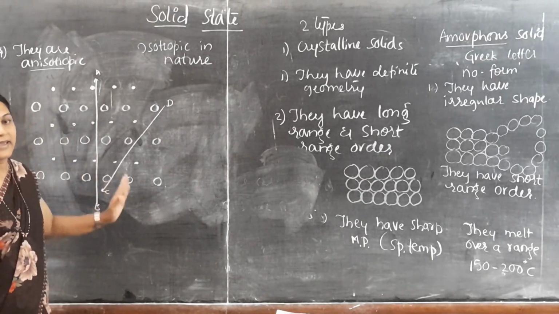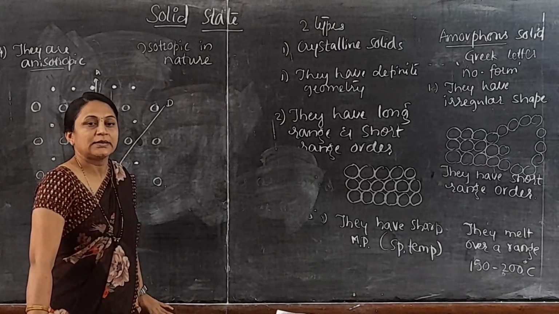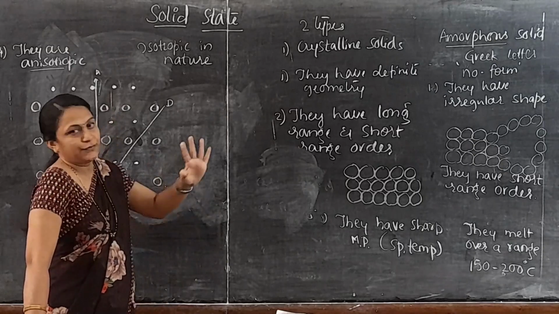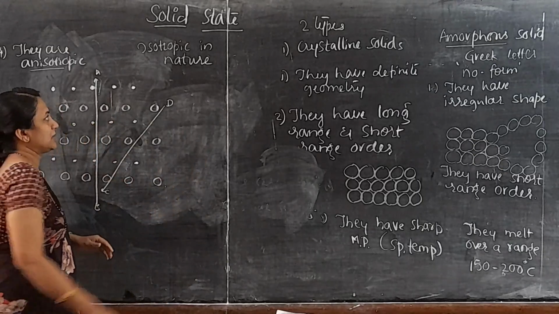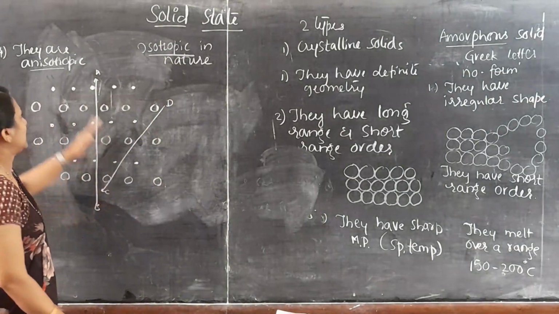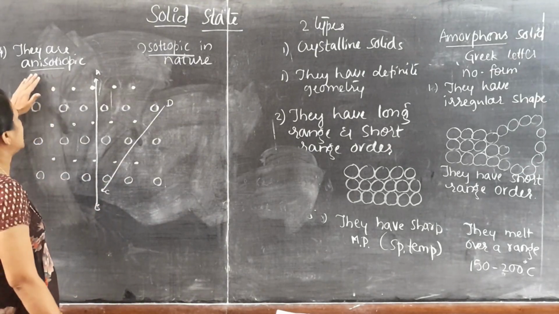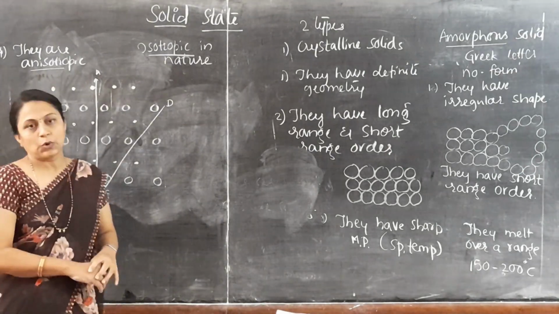But that's not the case in case of isotropic. All the physical properties have the same values even if you measure along different directions. That's the meaning of isotropic. Anisotropic solids have different values along different directions. That is the meaning of anisotropic.